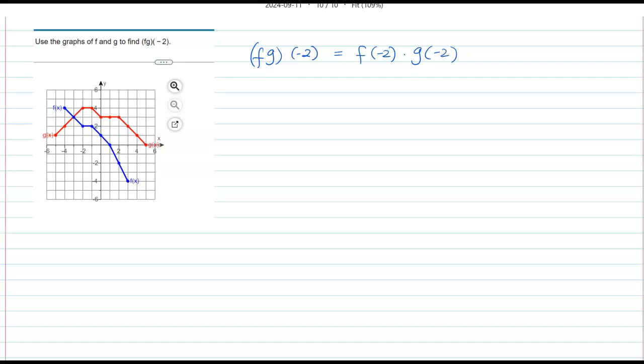This means that you're just going to get the y value for f at negative 2. So look at f at negative 2, and this is f, that's positive 2. So you have 2. And then g of negative 2, that's the red curve. g of negative 2 is 4. So therefore 4 times 2 is equal to 8. So that means f times g at negative 2 is just equal to 8.